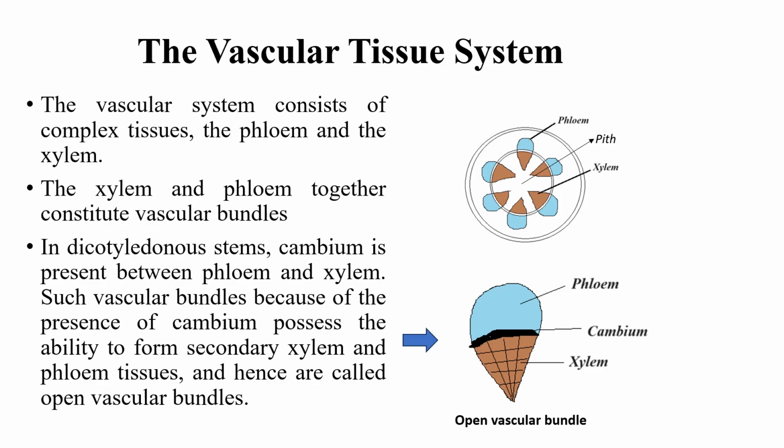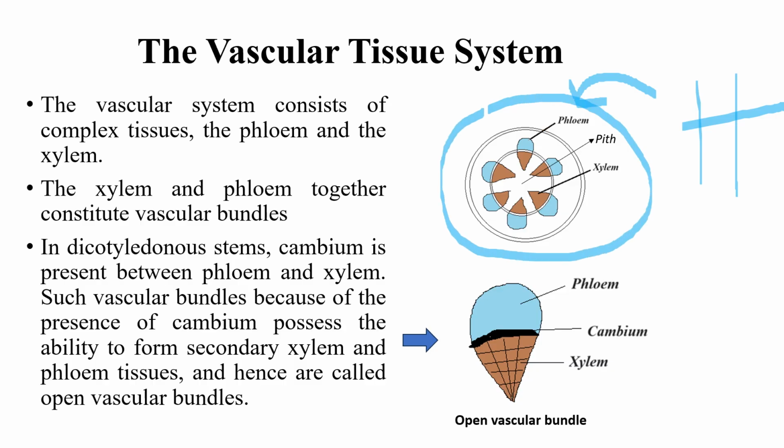When we cut the stem of a plant and observe it under the microscope, you will see a picture like this, where xylem and phloem are arranged like this. So, this xylem and phloem together constitute the vascular bundle.